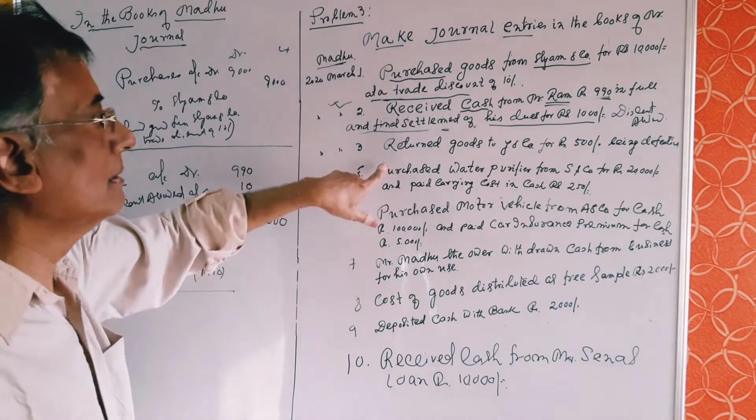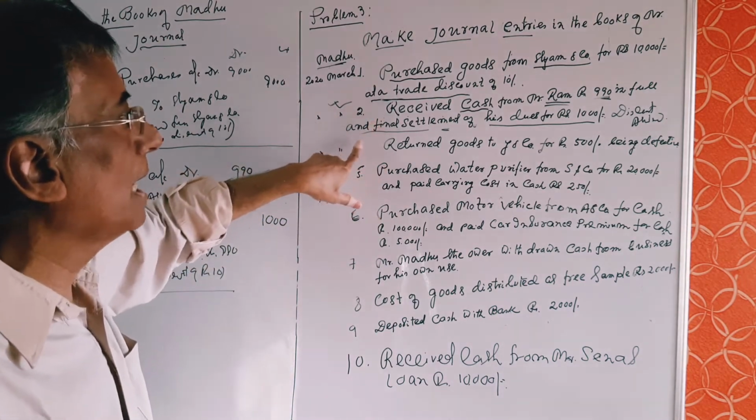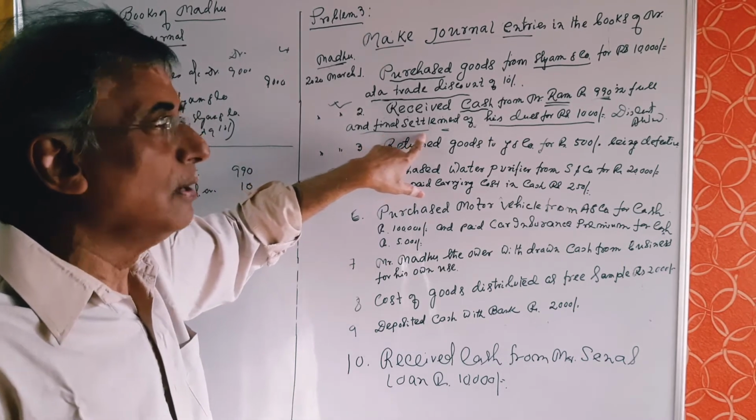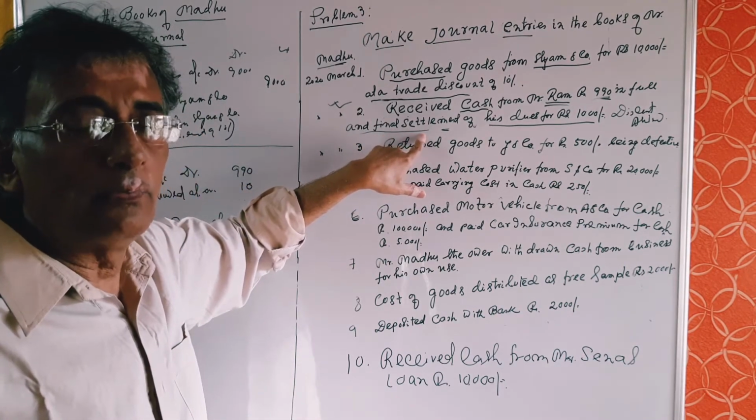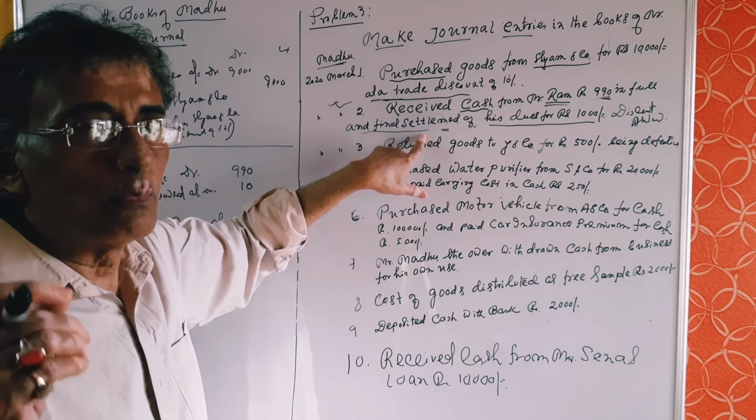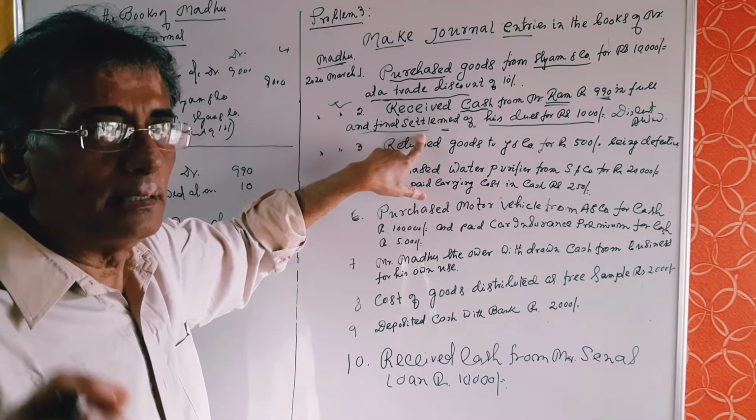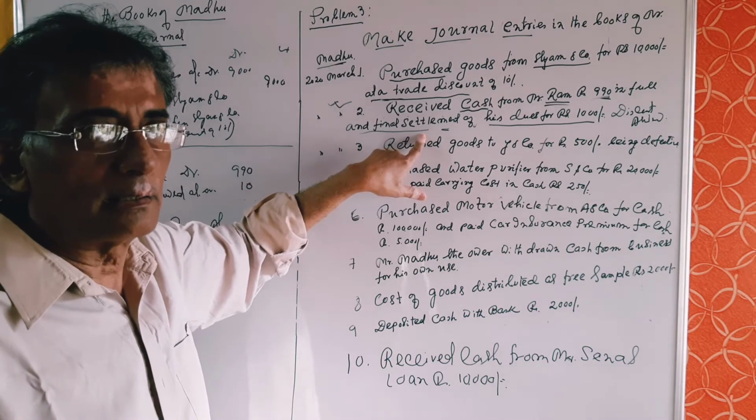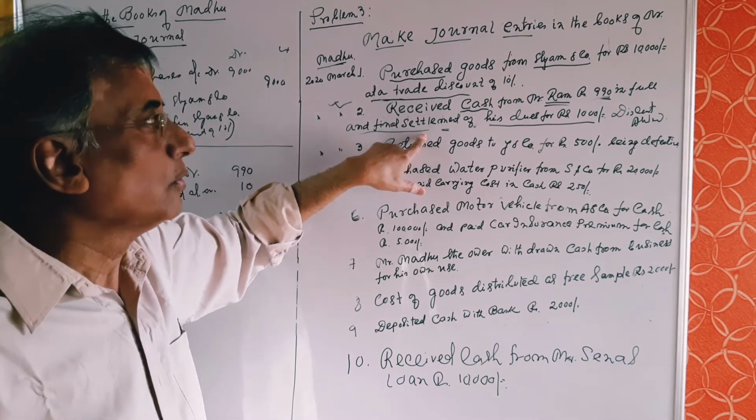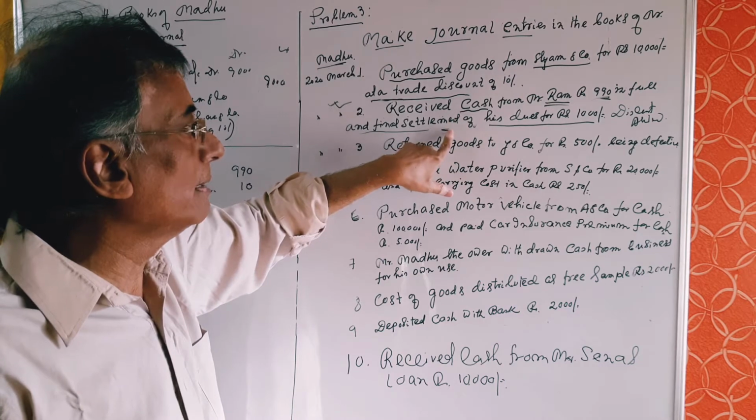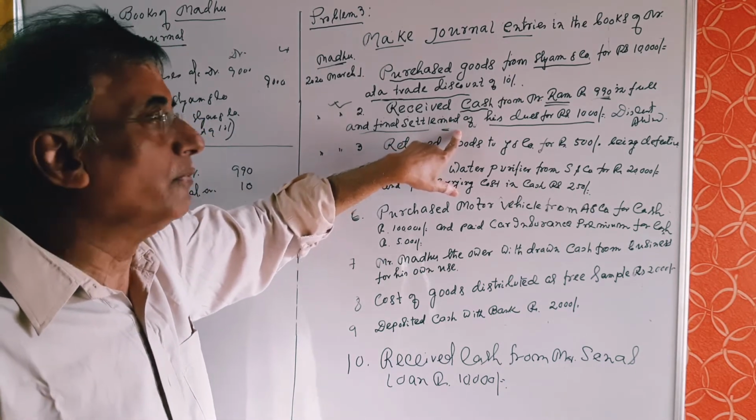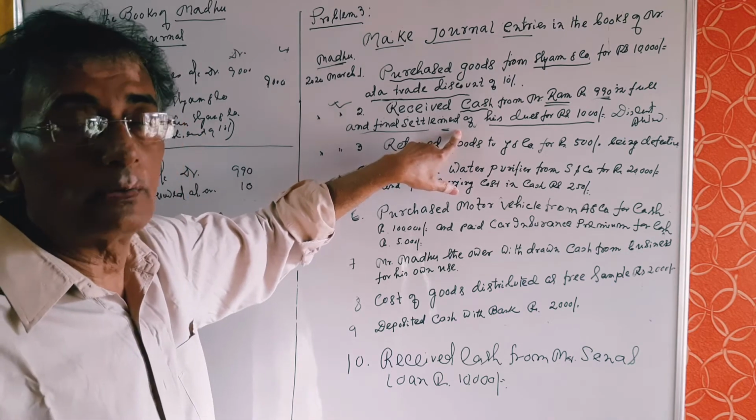I am again discussing this problem. Received cash from Mr. Ram rupees 990 in full and final settlement. Where you will find this term in full and final settlement, you must see implication that there must be an element of discount, either discount allowed or discount received. So here in this case, we are receiving cash from Mr. Ram of rupees 990 in full settlement of his due of rupees 1000.